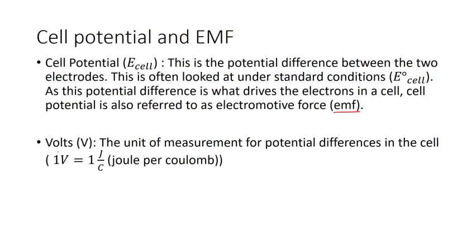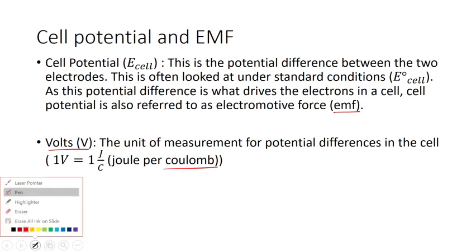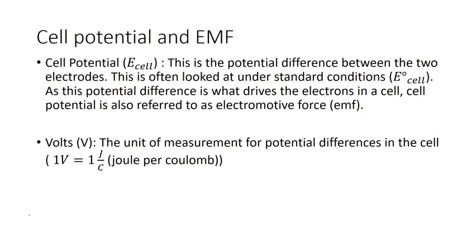And cell potential, or EMF, is measured in volts, and 1 volt is 1 joule per coulomb. And if you remember, coulombs have to do with the fundamental charges. We'll talk about coulombs later. At this point, it's not as important as just knowing that the cell potential is measured in volts, and that volts are equal to 1 joule per coulomb.